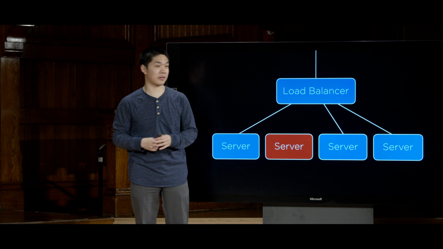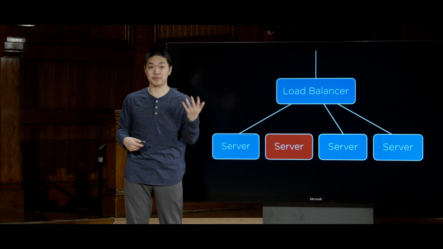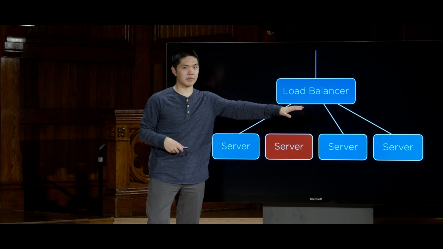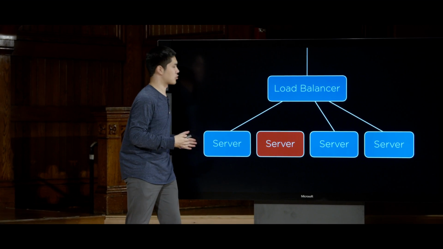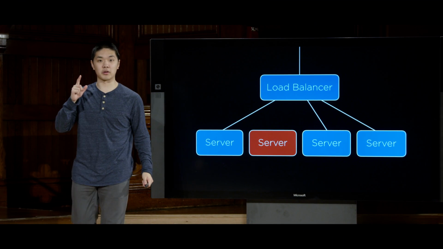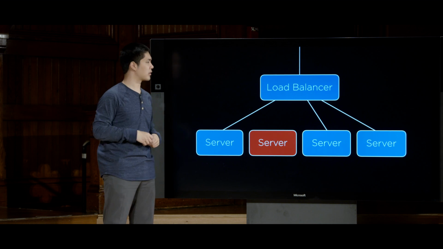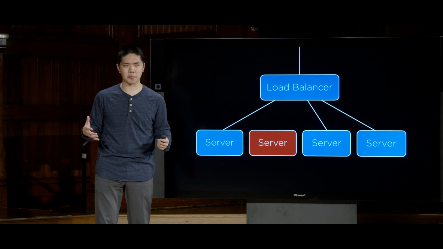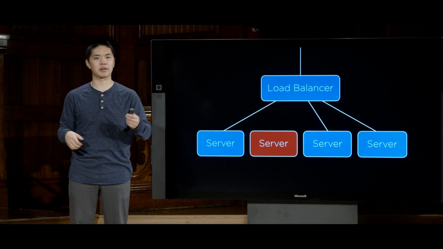Now, one thing you might notice is that even in this picture, the load balancer appears to be a single point of failure, where if the load balancer happens to fail, well, now nothing is going to work, because the load balancer is the one responsible for directing traffic to all of these various different servers. And so even though there's no single server that is a point of failure, this load balancer also appears to be a single point of failure. And that's definitely true.